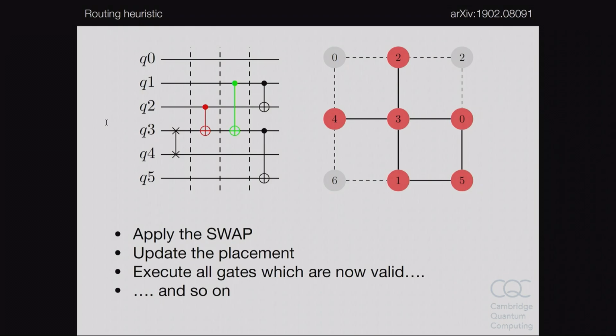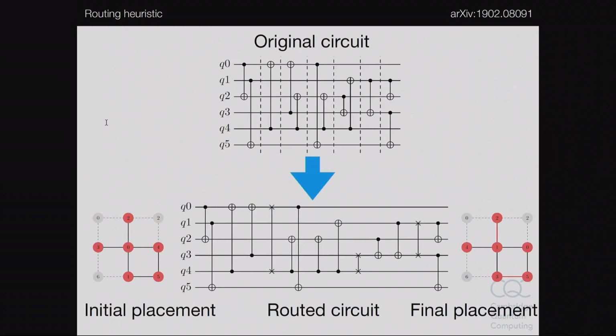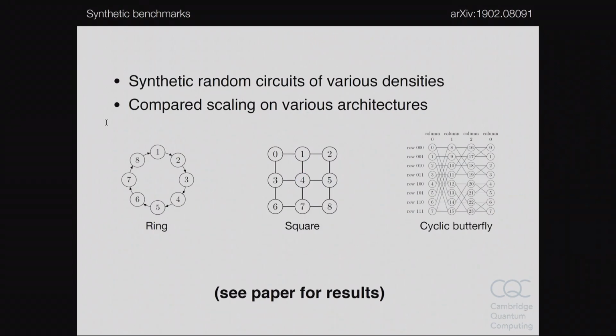So we apply the swap gate, and we update our placement, and we execute all the gates which are now valid, etc. And this is essentially how the whole algorithm works. It keeps on going like this until there are no more CX gates we need to satisfy. So we can say it's solved now. We had our original circuit at the top, and we've produced a routed circuit, which is at the bottom. And this respects our graph G if our initial placement is that one on the left there. And that's basically the whole algorithm. And we found in practice this works pretty well.